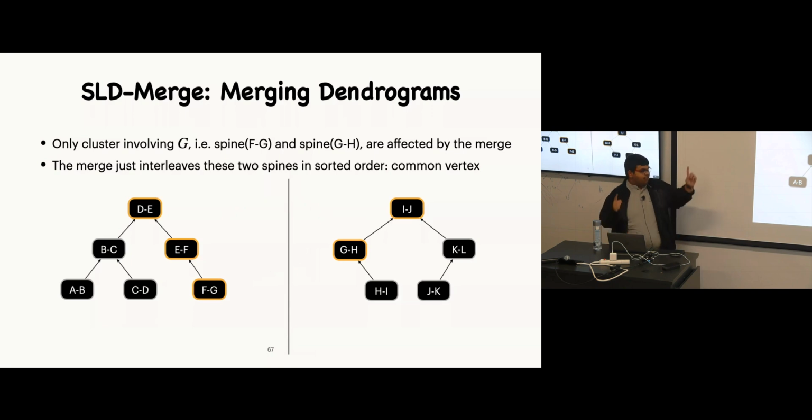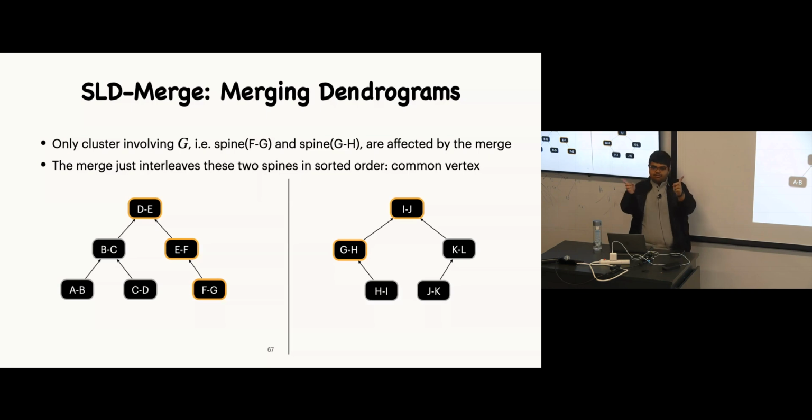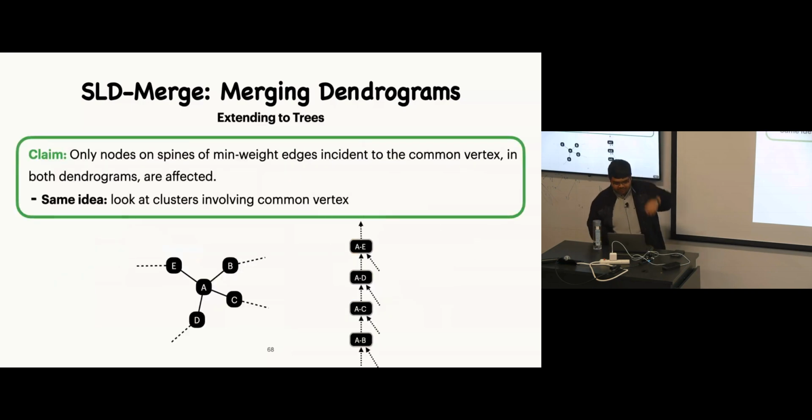Yeah. So they all have to happen sequentially in some order, and that order has to be the sorted weight because single linkage clustering proceeds in that order, right? So that's the overall algorithm. You recursively compute the dendrograms, identify the two spines, which are the spines of the two edges incident to vertex G. Then just interleave them, sorting them based on their edge weights, and then assign the pointers, right?